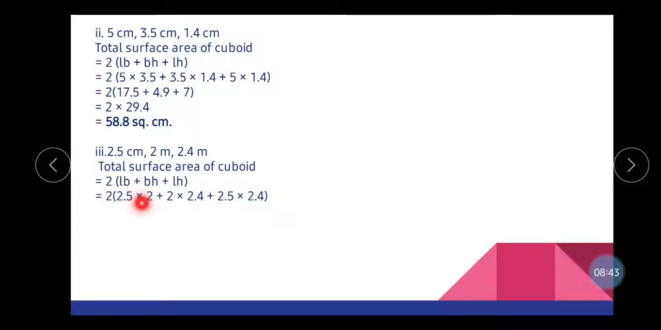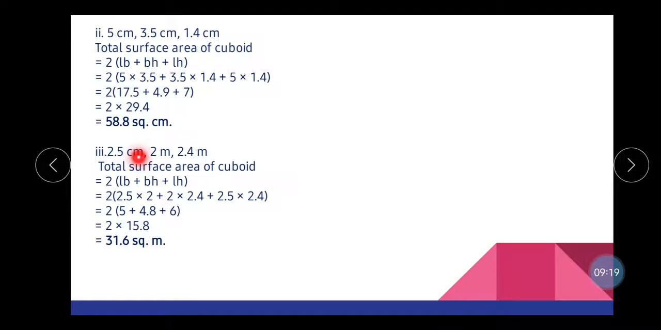2 into (2.5 into 2 plus 2 into 2.4 plus 2.5 into 2.4). We'll be multiplying. We get 2.5 into 2 as 5, 2 into 2.4 we get 4.8, and 2.5 into 2.4 we get 6. So we get 2 into (5 plus 4.8 plus 6). Adding up this bracket, we get 15.8. 15.8 into 2, we get 31.6 square meter.